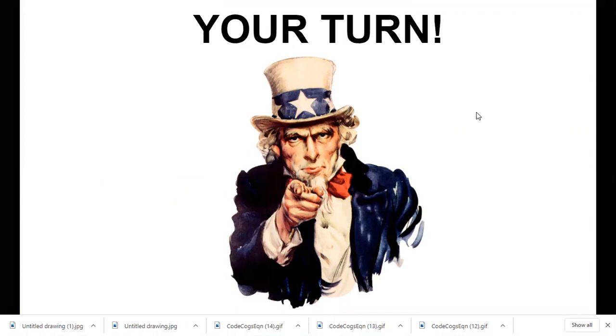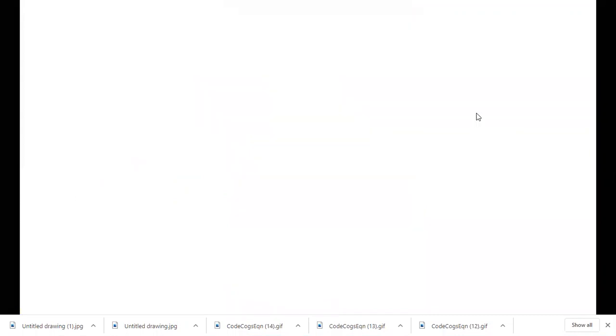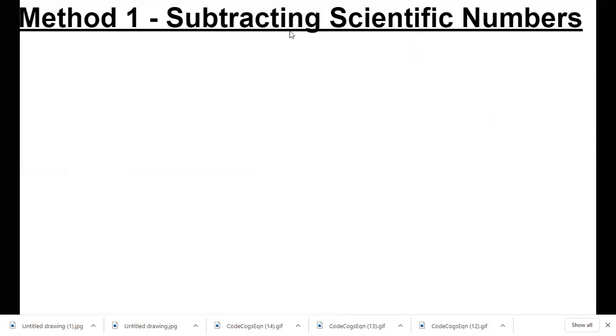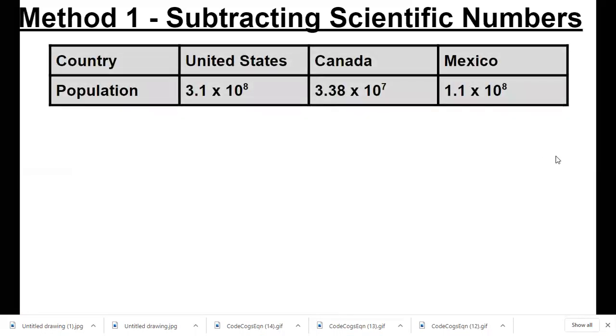Okay, welcome back. Hopefully you did well in adding with scientific notation because now we're going to go on to subtracting with scientific notation. So method 1, we're going to subtract the scientific notation numbers. In method 2, you're going to be subtracting the standard notation numbers. So let's see the steps, very similar.